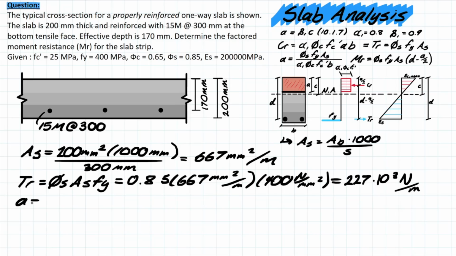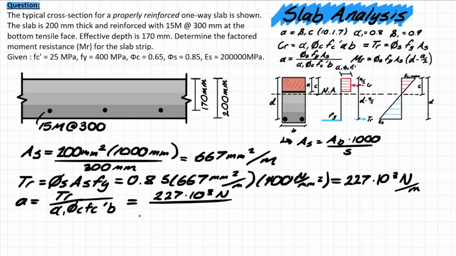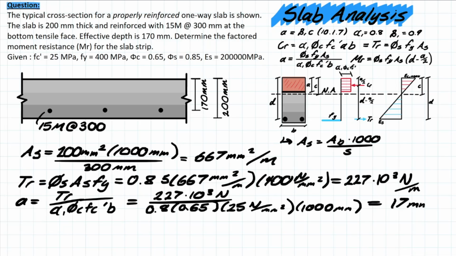Let's go ahead and figure out what the a value was. We have Tr on the top over all of these design variables, alpha 1, phi c, f'c, and b. And we're simply plugging in once again. We have 227 times 10 to the 3 newtons on top, and then we have alpha 1, which is 0.8. We have 0.65 for phi c, f'c of 25 Newtons per millimeter squared. And we have the b value, once again, as 1 meter, or 1000 millimeters, which leaves us with an a value of approximately 17 millimeters.